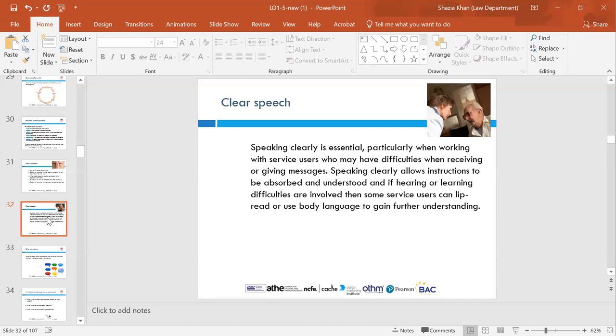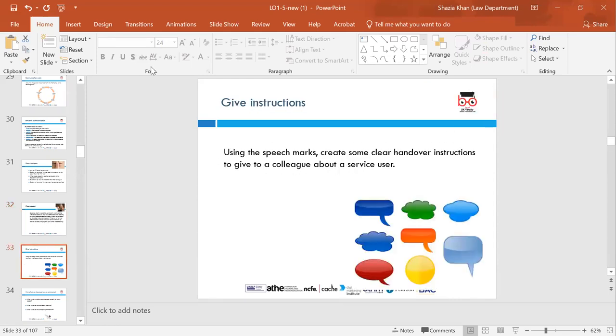This could be used in doctor's surgeries in order to ensure the patient understands his or her condition. So it's really, really important to have clear speech. Clear instructions, that's another really important one as well. Using the speech marks, create some clear handover instructions to give to a colleague about a service user.